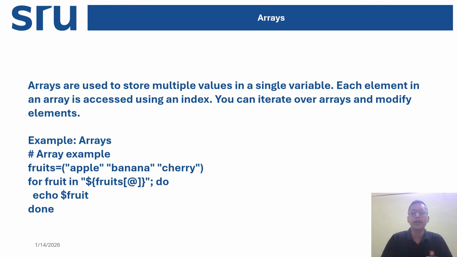Here, arrays are used to store multiple values in a single variable. Each element in an array is accessed using an index. You can iterate over arrays and modify the elements. Here is a simple example. Suppose fruits is one type of array: apple, banana, cherry, those are array elements. Now, how to access those values? for fruit in "${fruits[@]}", already we have discussed, so it gives all the elements in the array. Okay, do echo $fruit. Automatically it prints the first value, apple, then the second value banana, then the third value cherry. After completion, it will exit from the for loop.